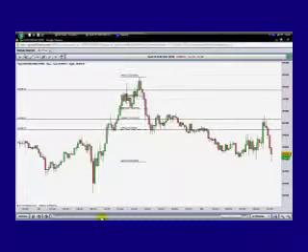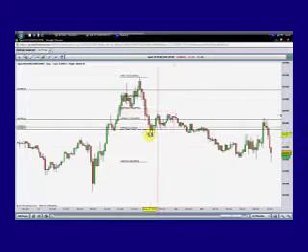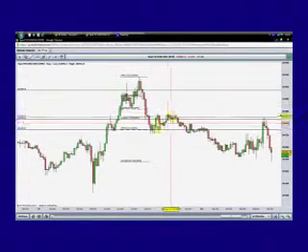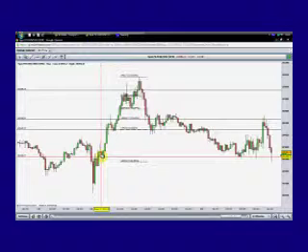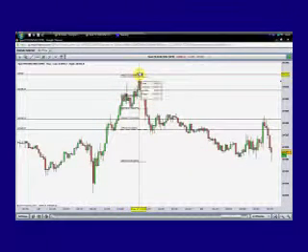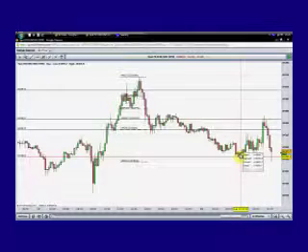The B corrective move can be divided into ABC corrective move. That's what we have here. This B corrective move from here to here has been divided into ABC. But in fact, this is the B corrective move, talking about this movement from here up to this level here. And from here down to this level here, that's the C corrective move.